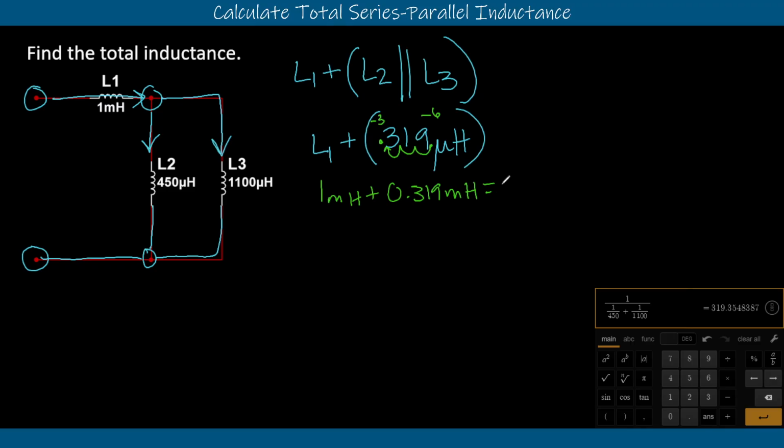Right now we know the answer. It's 1.319 millihenries, and that is our total inductance for the series parallel circuit.